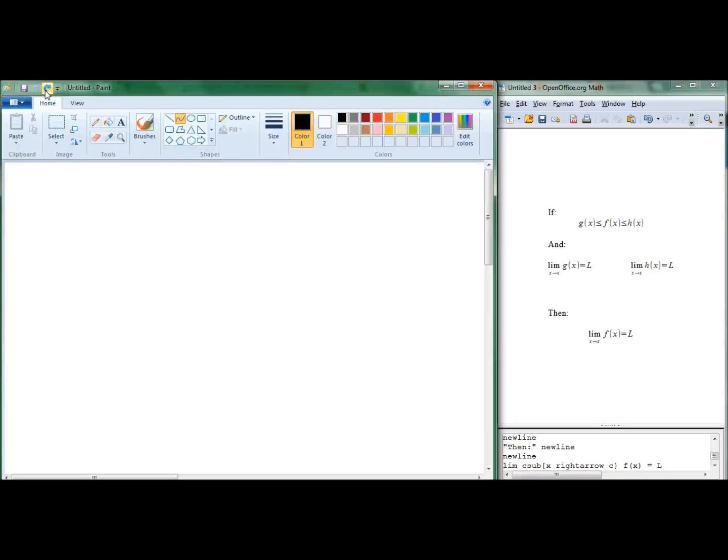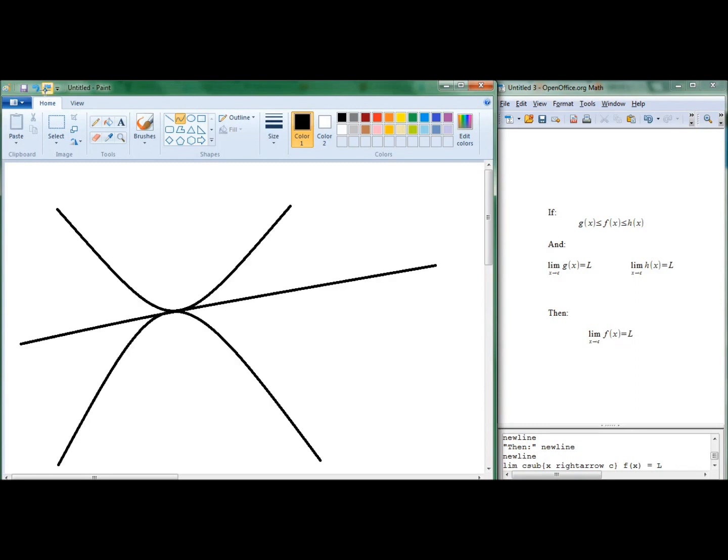Hi everyone. Now to demonstrate the squeeze theorem, or the sandwich theorem, first let's draw a couple lines, shall we? So I now have these three beautiful lines that have magically appeared. Let's call the top function h of x. Let's call the middle function f of x. And let's call the bottom function g of x. Now, as you can see, there's this point where h of x and g of x and apparently f of x all seem to converge. Well, let's call the x coordinate of that line c.